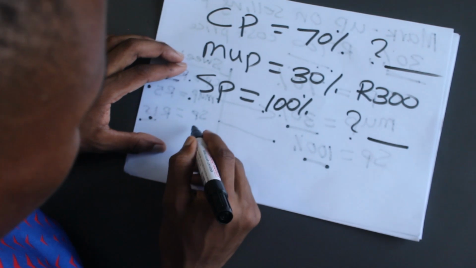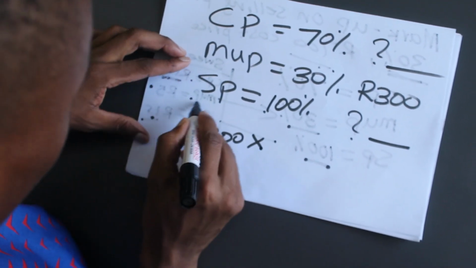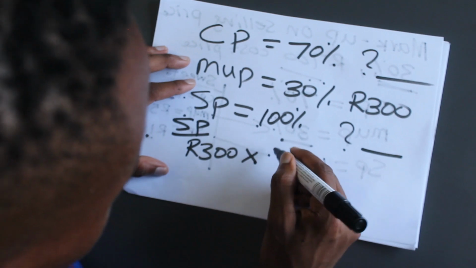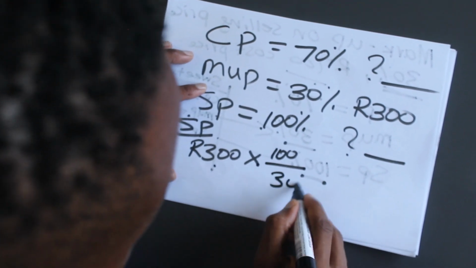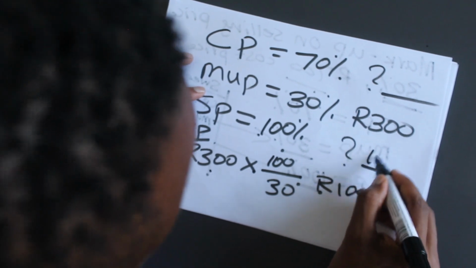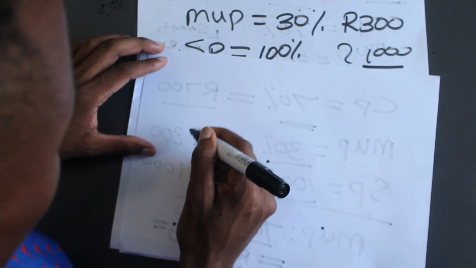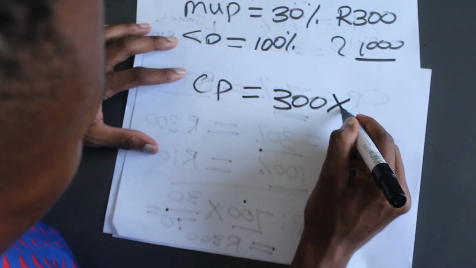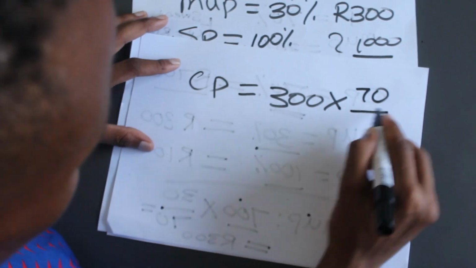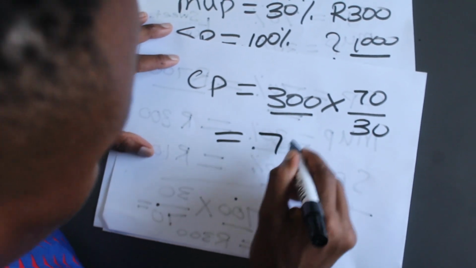We're going to say 300 multiplied by what we are looking for. We are looking for the selling price. The percentage of the selling price is 100, so we multiply by 100, and we divide by the percentage of this 300, which is 30. You'll go back to your 1,000 Rand of the selling price. Then let's calculate the cost price, utilizing the markup in Rand and the percentage of markup. The cost price is equal to your 300 Rand multiplied by the 70%, divided by the percentage of this markup, which is 30. You will get your 700 Rand.